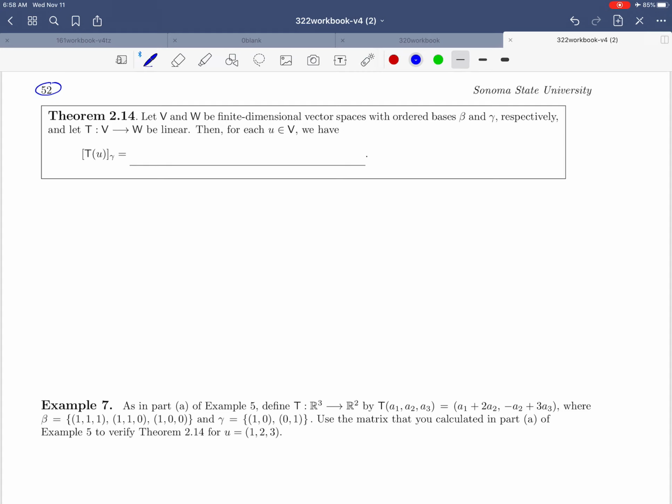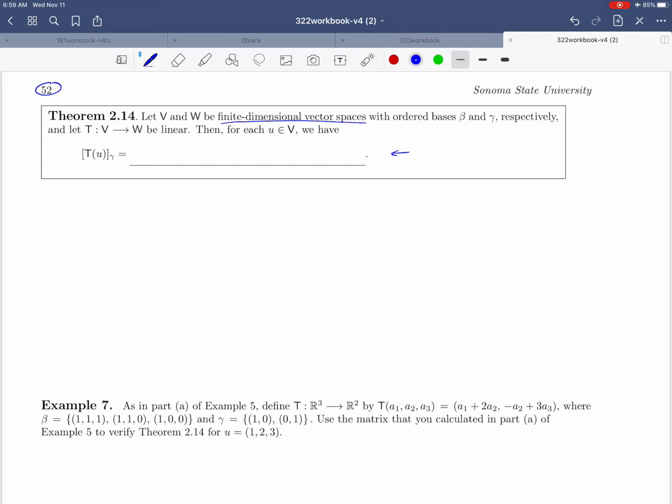So we'll let V and W be finite dimensional vector spaces with ordered bases beta and gamma, respectively. So beta is the basis for V, gamma is the basis for W. And we'll let T from V to W be a linear transformation. Okay, then for each U in V, the domain, we have the coordinate vector of T of U relative to gamma, and then we'd like to fill in this blank.